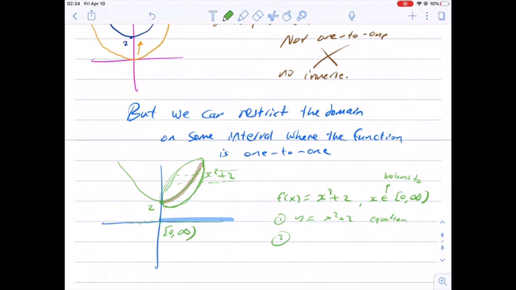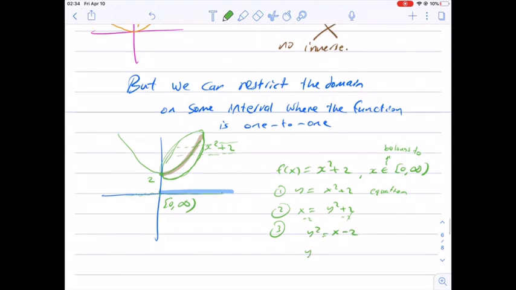And then, rather than writing it as a function, f of x. Okay, so the second step is to interchange x and y. And then the third step is to solve for y. So subtract 2 from here, so you get y squared equals x minus 2, and then take the square root, you get square root x minus 2.